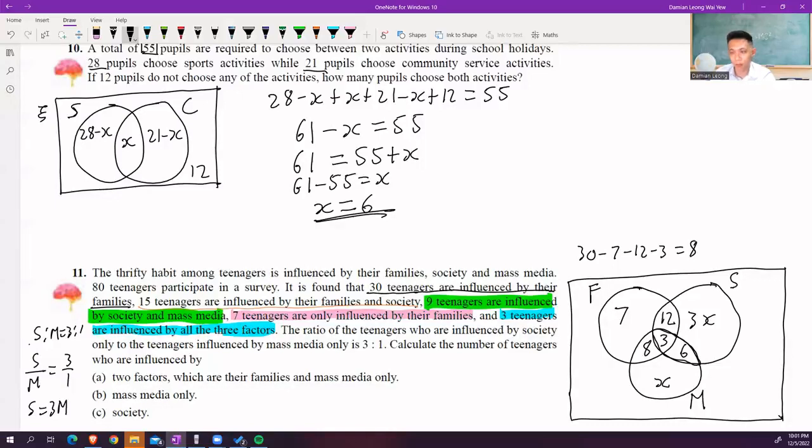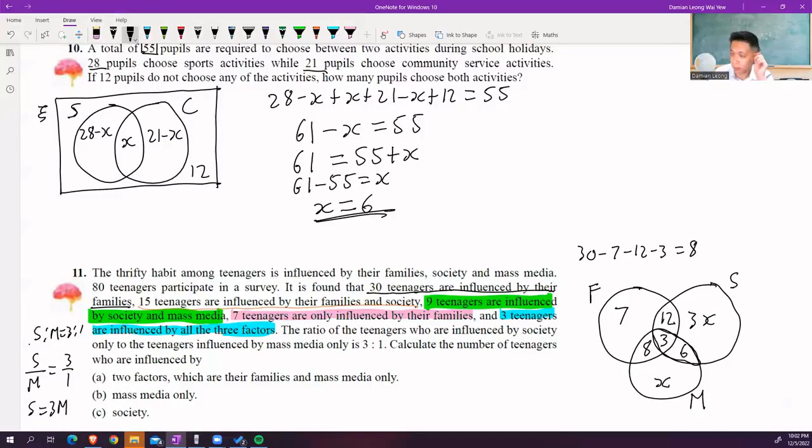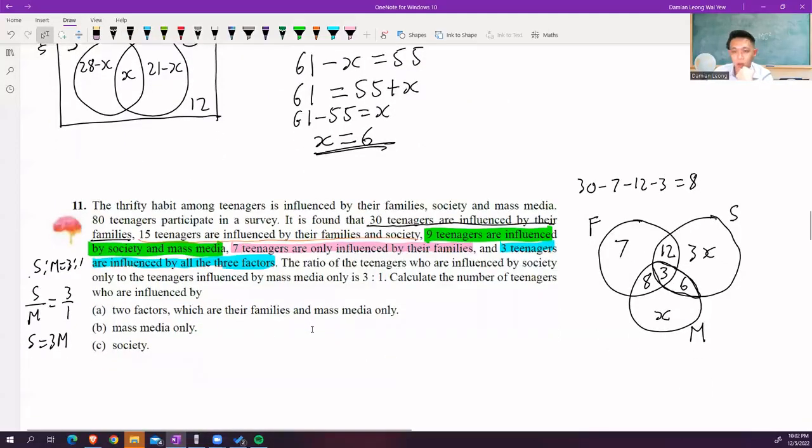Yeah. Okay. So in this case, actually, we are considering there is no universal set, just like that. Okay. So altogether should be 80. So this one.